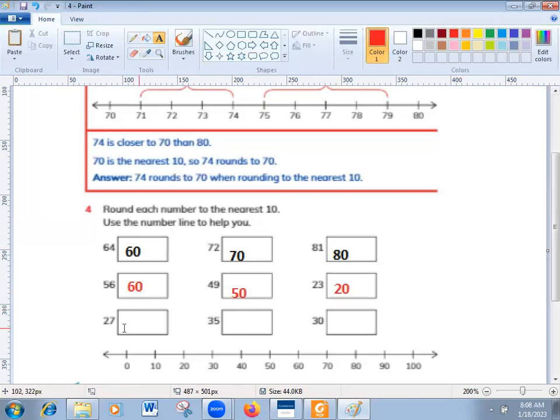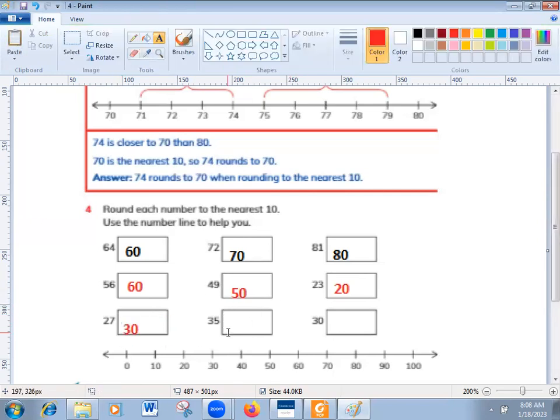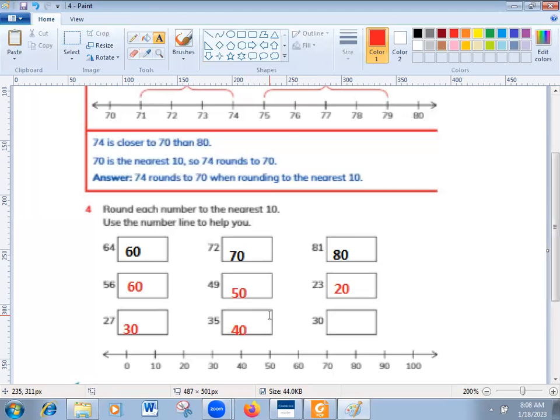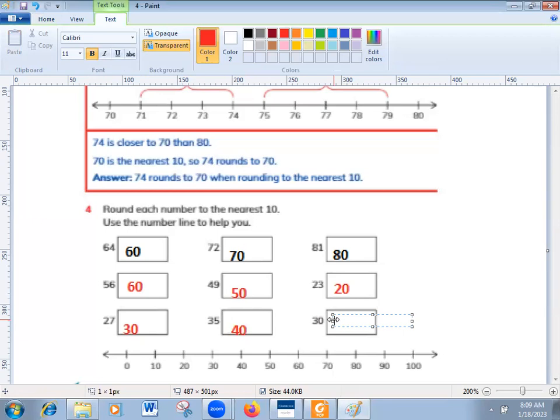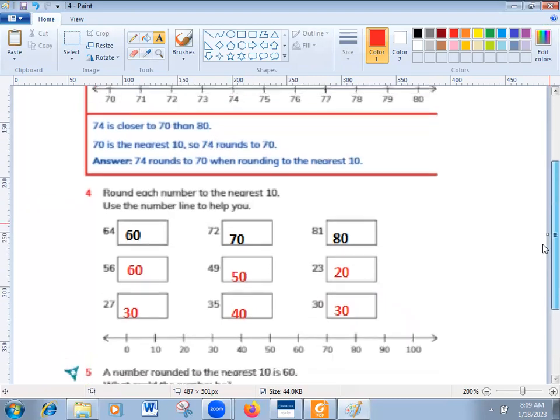Again, 27. 7 ones are more than 5. So what are we going to say? 30. Because it is more than 5. We are going to take the next tens. 35. So 35, 5 or more than 5, I told you. So it will be 40. We are going to take the next tens. 30. 30 will come as it is because there are no ones. So we will say the rounding is 30.